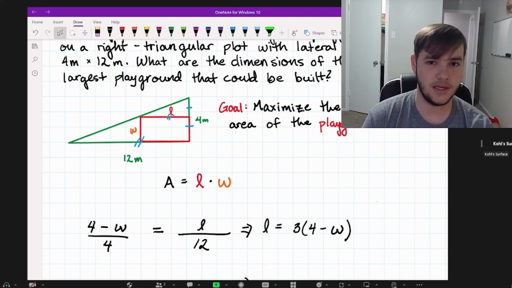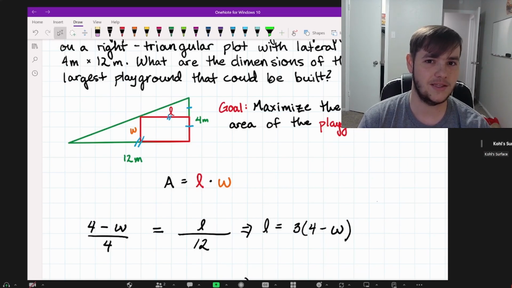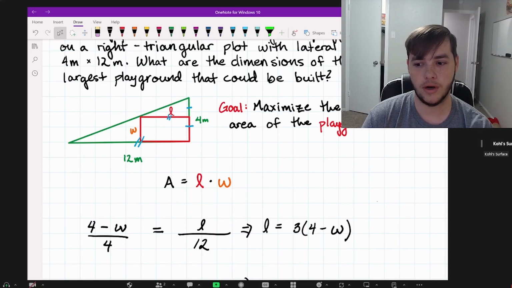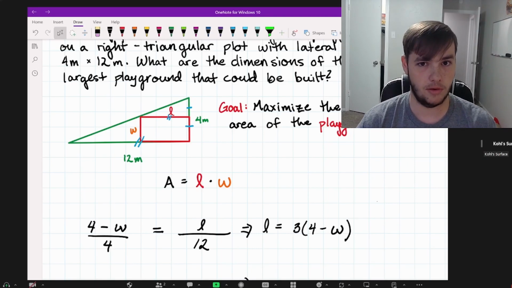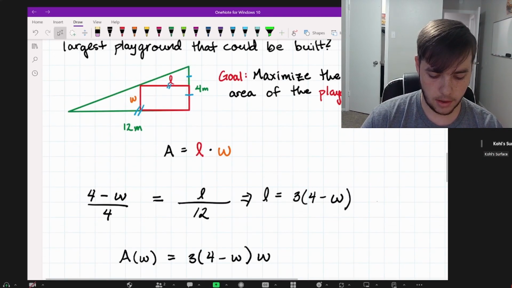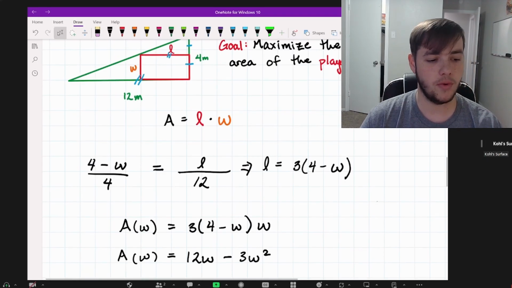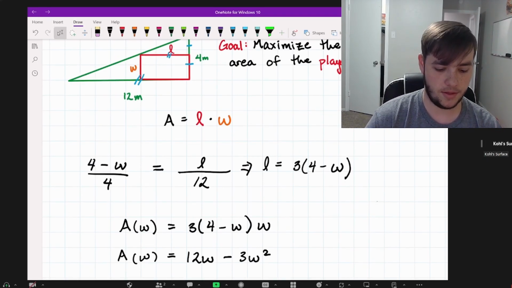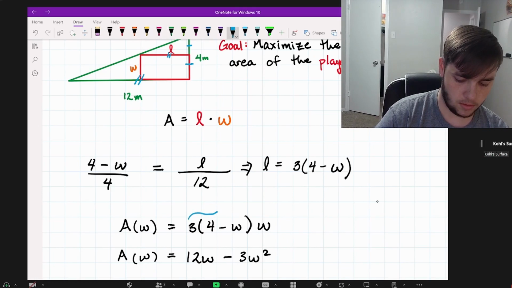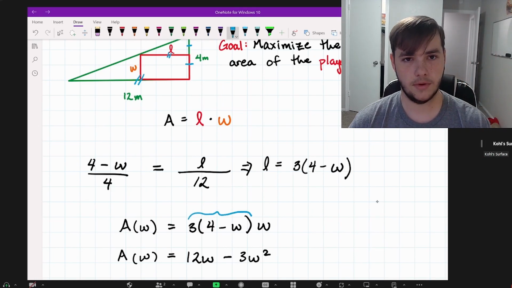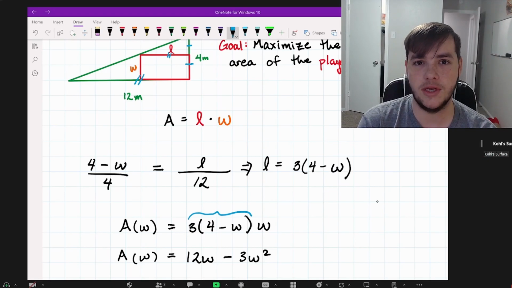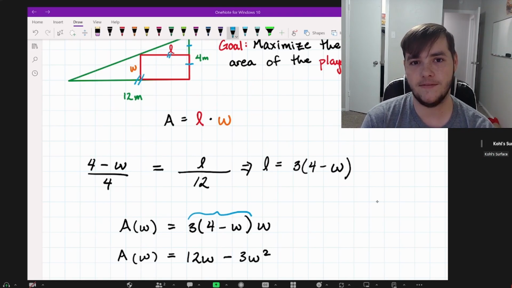Technically, nothing is stopping us from solving for w instead and writing our area in terms of length. At this point, that's totally up to you. For me, I think it's just a little bit easier numbers to work with when you solve for L instead of w in this problem. So now I can rewrite my area function as length times width, which simplifies to 12w minus 3w squared.